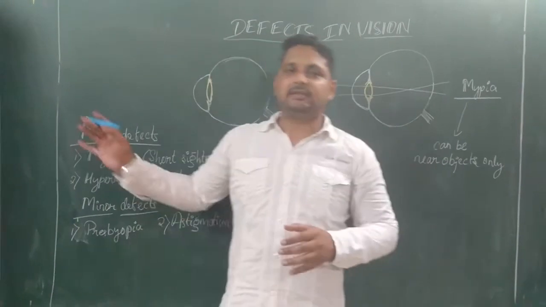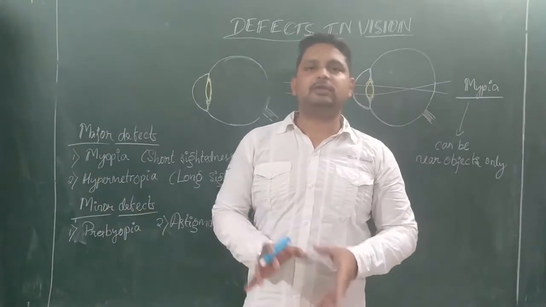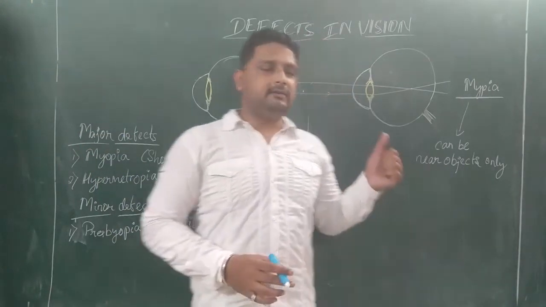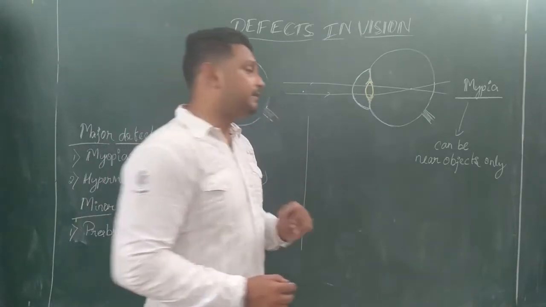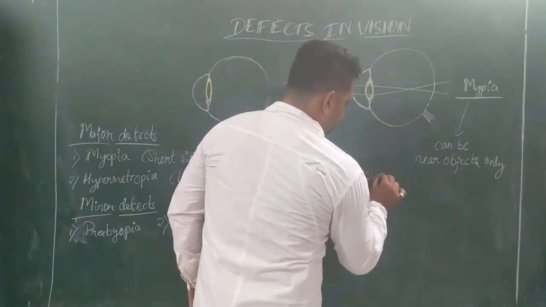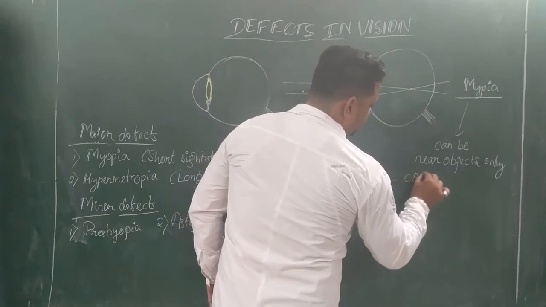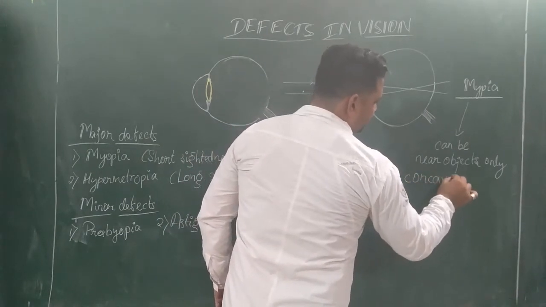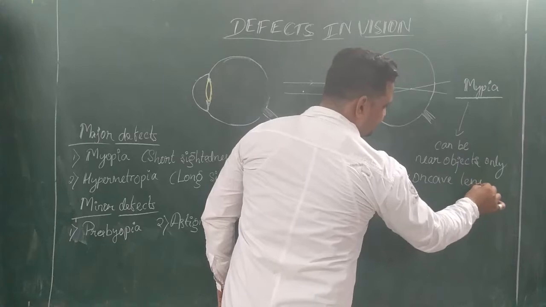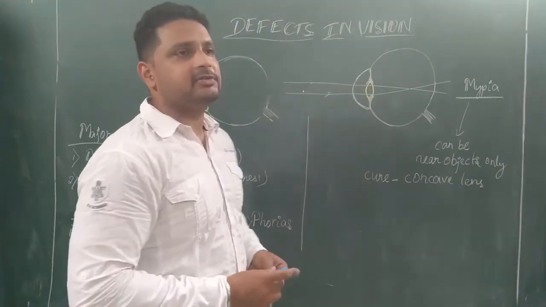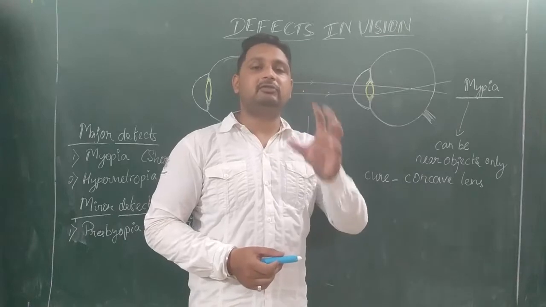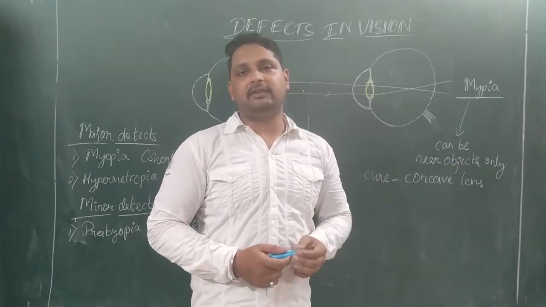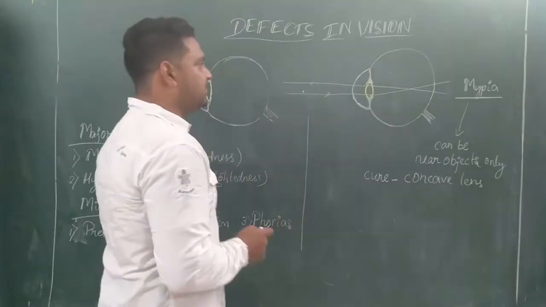It is not that these defects are incurable. Most of the eye defects are curable. Myopia can be cured by using a concave lens. Not that you take any lens and use it. You can consult an eye specialist, and they will tell you what the focal length of that concave lens should be.